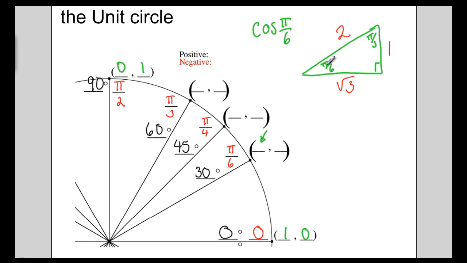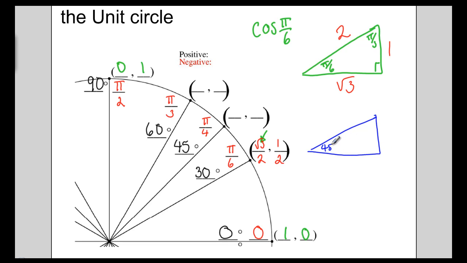So therefore the cos of pi over 6 is going to be root 3 over 2. And the sine of pi over 6 is going to be opposite over hypotenuse, which is 1 over 2. And there's our first set of coordinate points. We're going to do the same thing when we try and determine the other special triangles for 45. So we can draw the 45 over here.